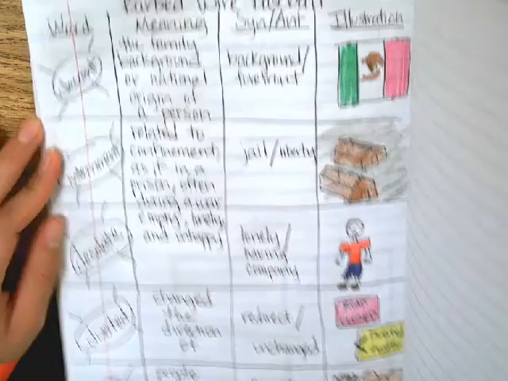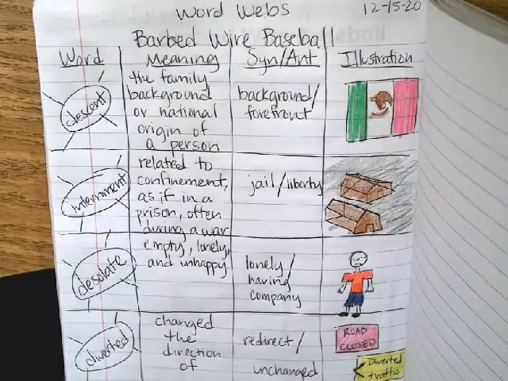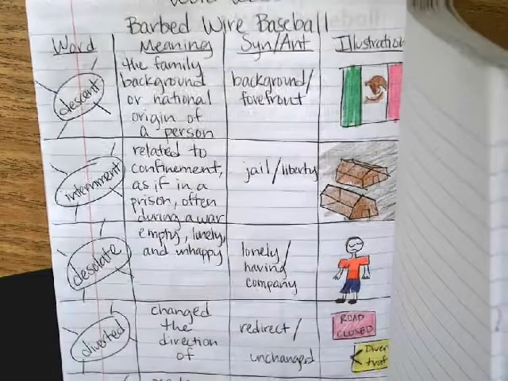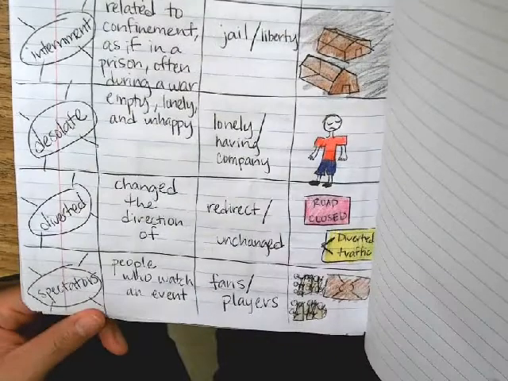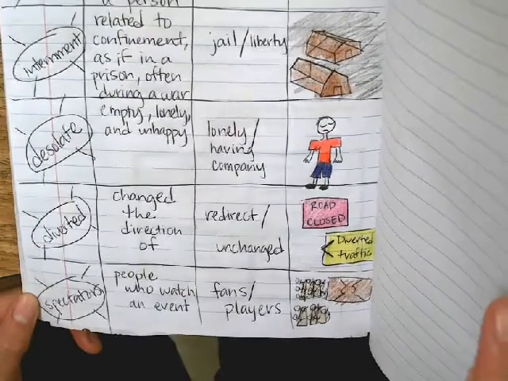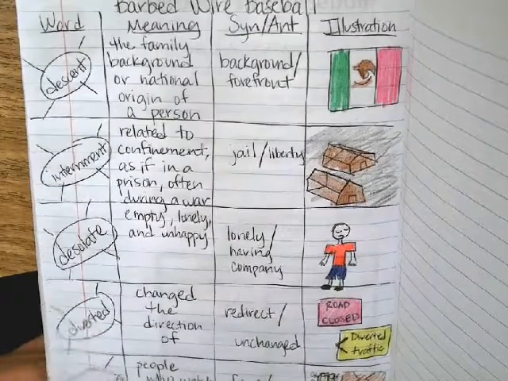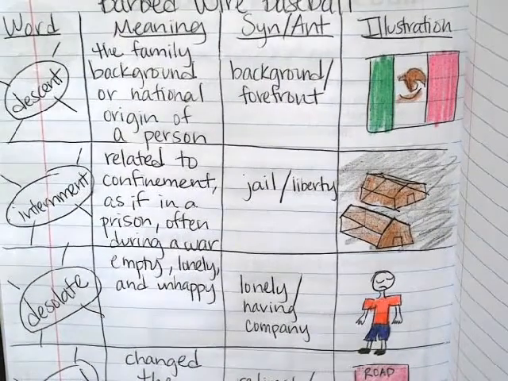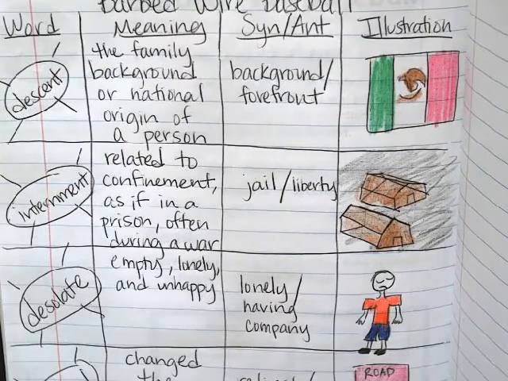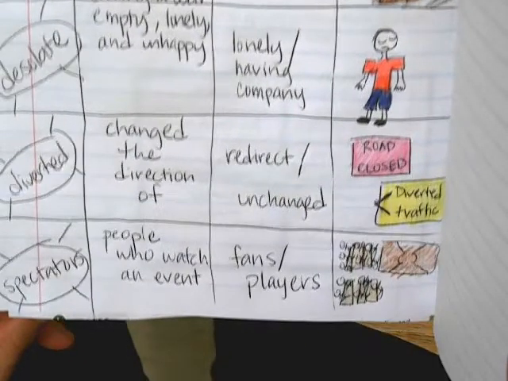We finished our word webs today. There were 5. So if you have not done them, please do them. It's descent, interment, desolate, diverted, and spectators. These will be on tomorrow's test, so make sure you have them down.